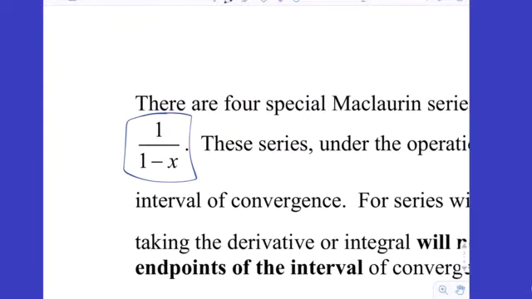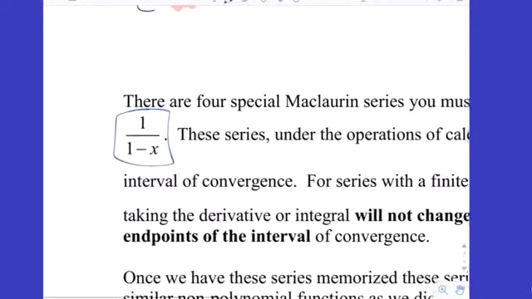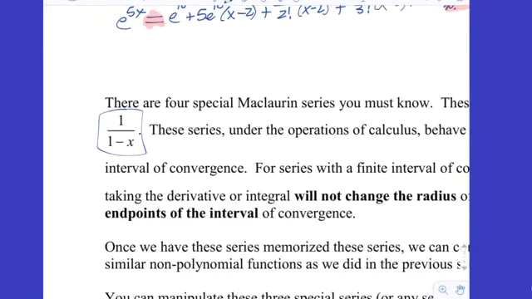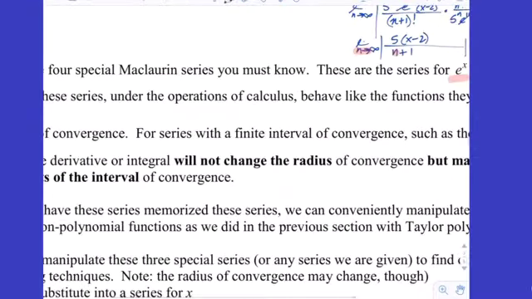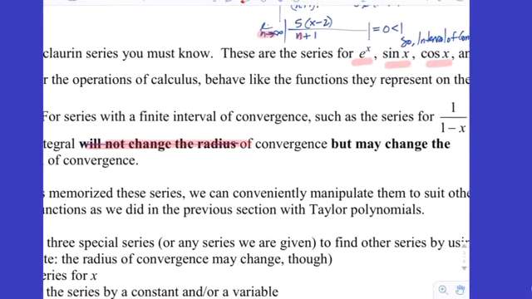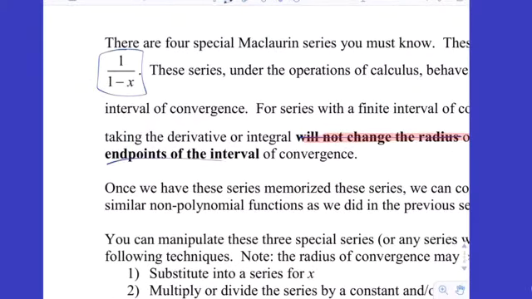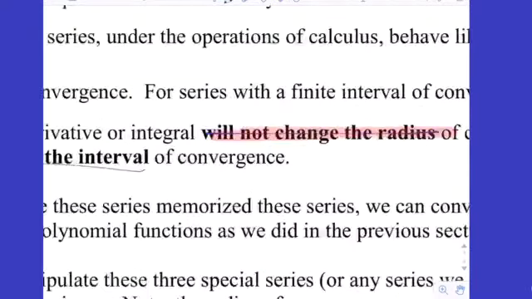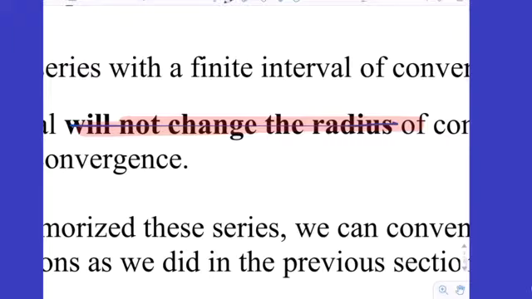So for functions that have a limited interval of convergence, when we take the derivative or integrate, we will not change the radius of convergence. They're going to act the same way on the open interval. However, it may change the behavior at the endpoints of the interval.